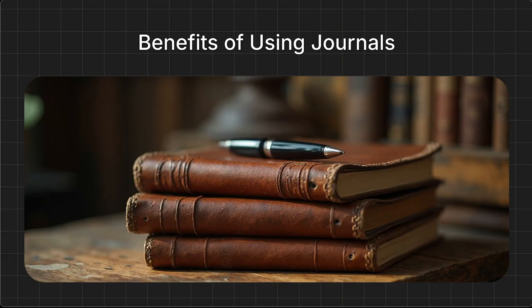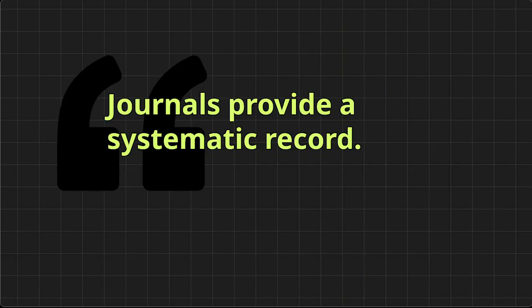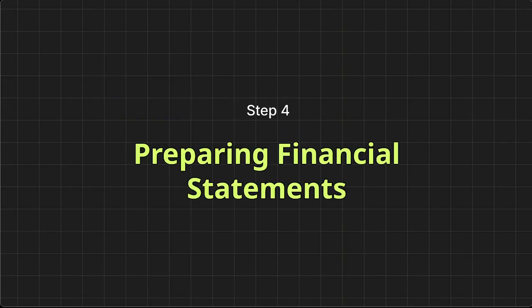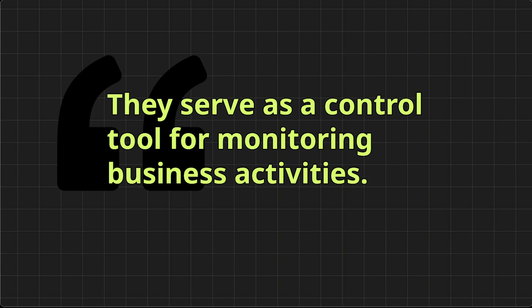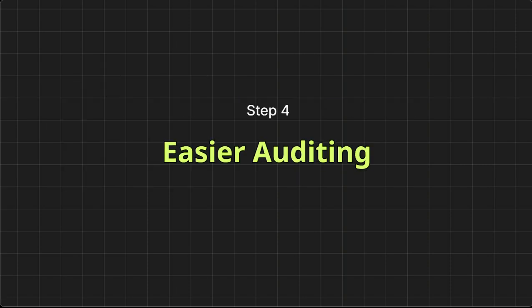Benefits of using journals. Journals provide a systematic and organized record of all financial transactions. They help in preparing accurate financial statements. They serve as a control tool for monitoring business activities. They make the auditing process easier because all transactions are properly documented.